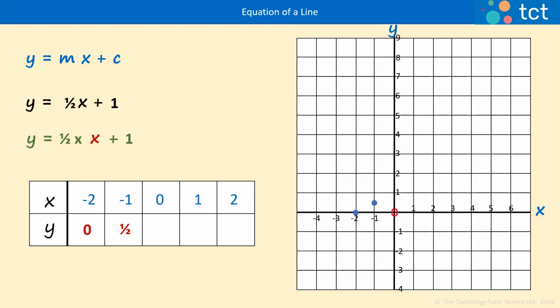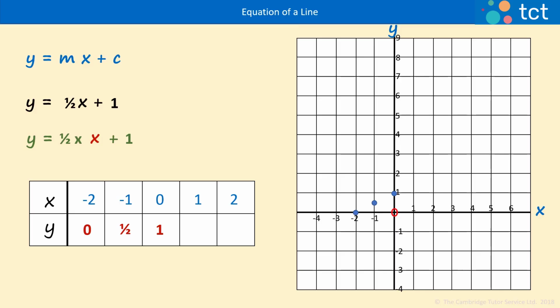Next one, x is 0. A half of 0, well, anything you multiply by a 0 is 0. And then we're going to add 1. If you have nothing and you add 1, you've got 1. So if x is 0, y is 1. We're going to put that point onto the graph. X is 0 and y moves up 1.